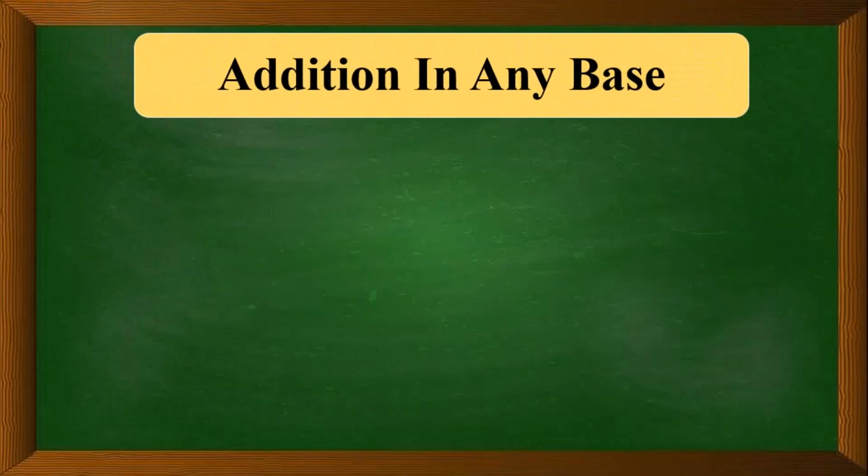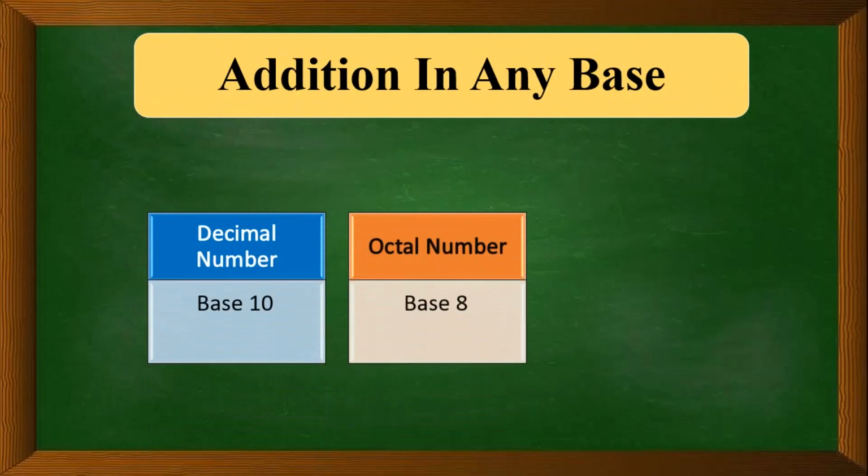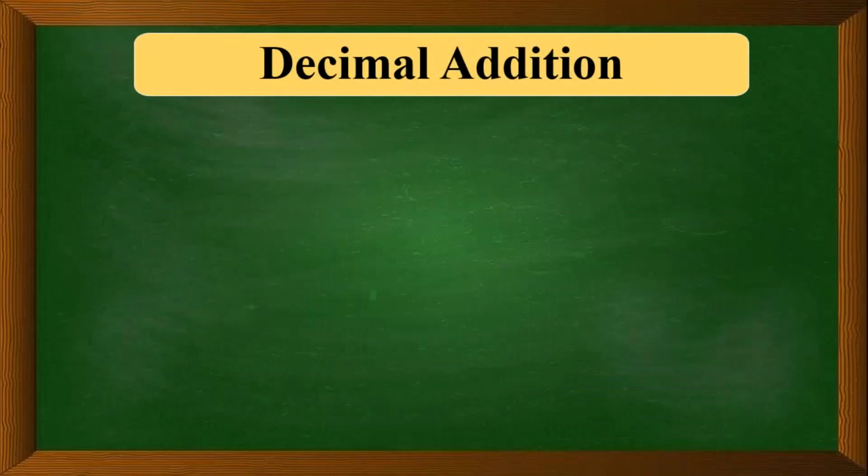You already know about the base. Decimal number has base 10. Octal number has base 8 and hexadecimal number has base 16. So let's start with decimal addition. I think everyone knows how to add two decimal numbers from childhood. We will recap the decimal addition and by the same process we will learn octal addition and hexadecimal addition.